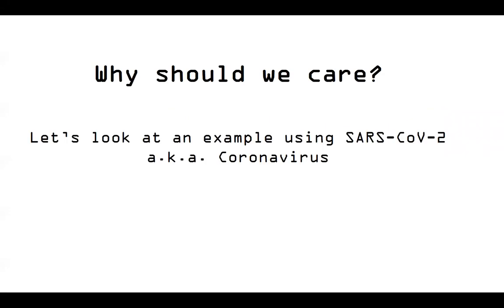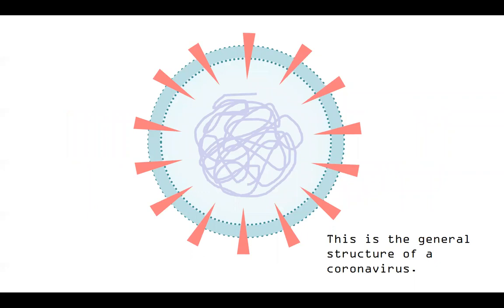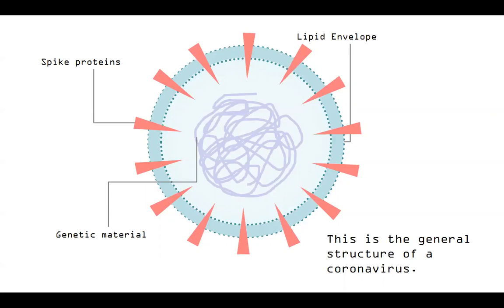Our example today will be using SARS-CoV-2, aka coronavirus. This is the general structure of a coronavirus. We've got the lipid envelope, which is lipids, similar to the way that we have a plasma membrane. Spike proteins: there are other types of proteins present in the envelope of these viruses, but spike proteins get the most attention because, as we'll see, they're largely responsible for allowing this to get into human cells. We also have genetic material, in this case, RNA.